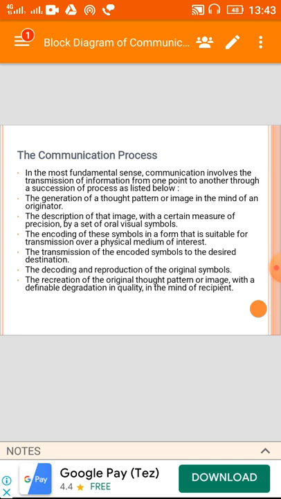Fourth one is the transmission of the encoded symbol to the desired destination. Fifth one is the decoding and reproduction of the original symbol. And last one, the recreation of the original thought pattern or image, with a definable degradation in quality, in the mind of the recipient.